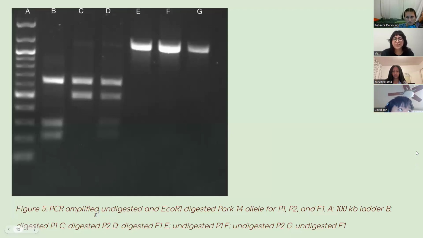Next slide, please. Figure 5 shows a gel plate as well. This plate is the PCR amplified undigested and digested EcoR1 Park14 allele. Starting at the left, we have the 100 base pair ladder. Then we have the digested P1, digested P2, and digested F1. And finally, undigested P1, undigested P2, and undigested F1.